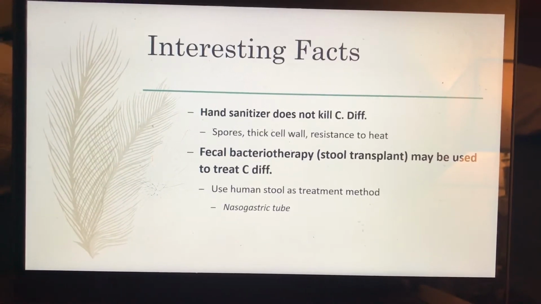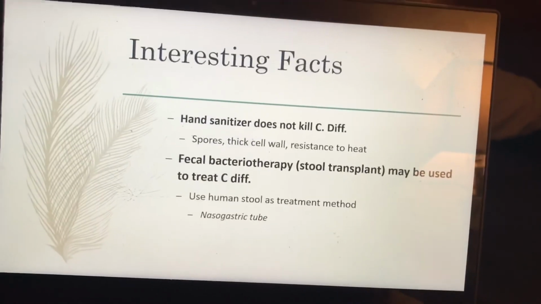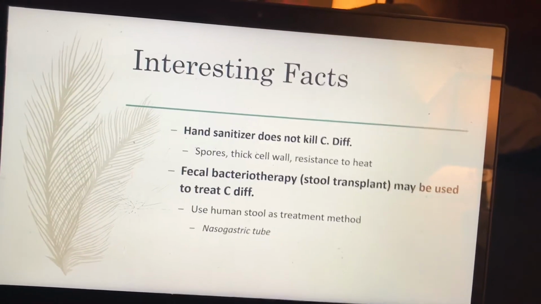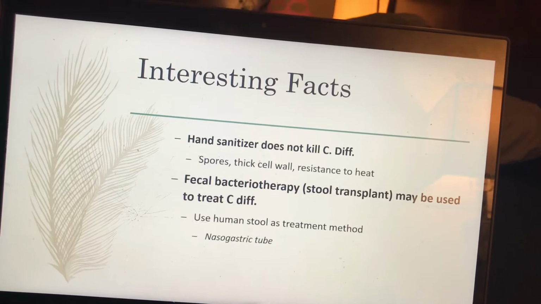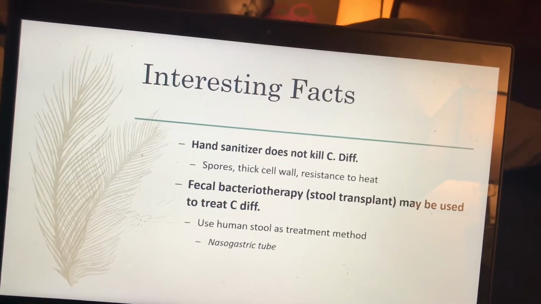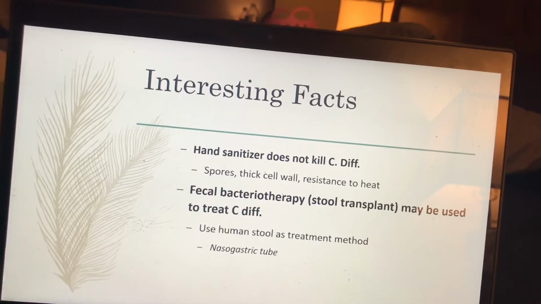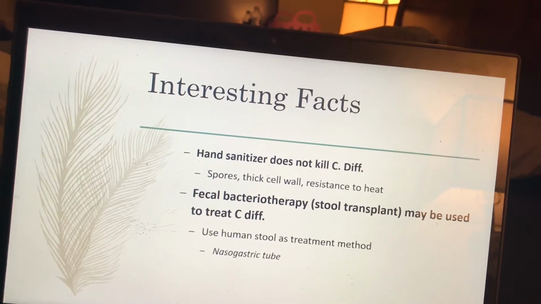Some interesting facts about C. diff are that hand sanitizer does not kill C. diff. Since C. diff has spores and a very thick cell wall, they are very hard to kill. They also are resistant to heat and produce more spores when stressed out.